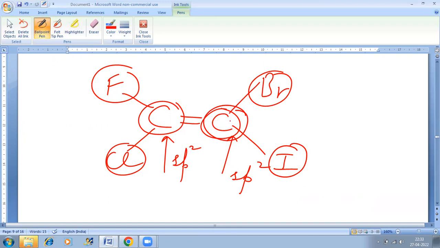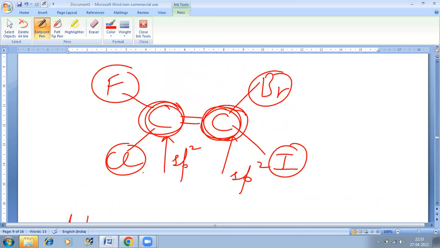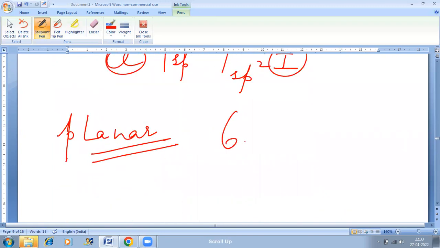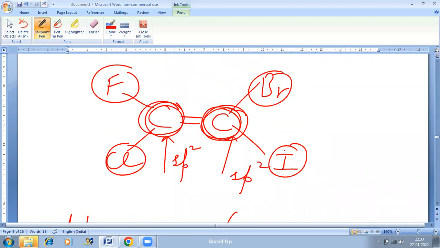Also, I just now figured out that this carbon and this carbon lie in the same plane because both the carbon atoms are sp2 hybridized. So all the atoms are lying in the same plane, and I can say this is a planar molecule. And if something is planar, that means everything lies in the same plane. 1, 2, 3, 4, 5, 6. There are 6 atoms here, and I can say that 6 atoms lie in the same plane, and hence the answer should be 6.00.